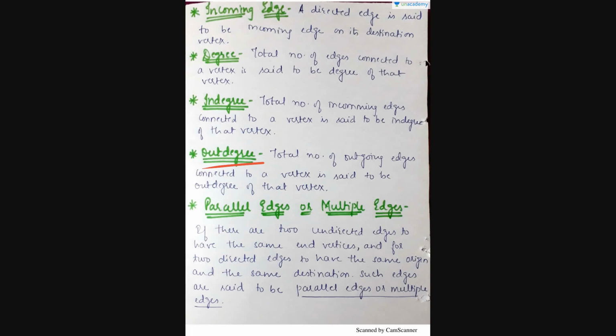Then parallel edges or multiple edges. If there are two undirected edges that have the same end vertices, and two directed edges that have the same origin and the same destination, such edges are said to be parallel edges or multiple edges. That means two undirected edges should have the same end vertices, and two directed edges the same origin and the same destination, are said to be parallel edges or multiple edges.